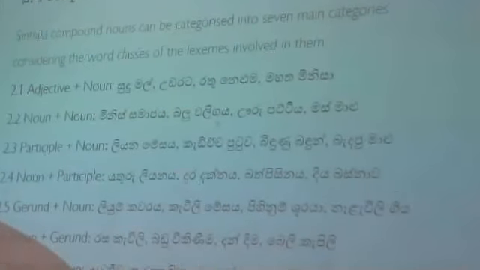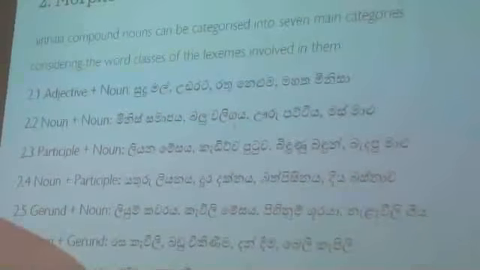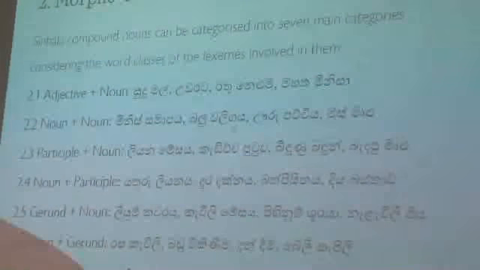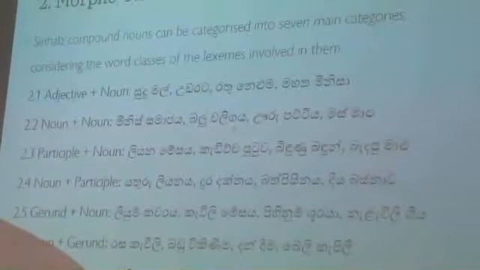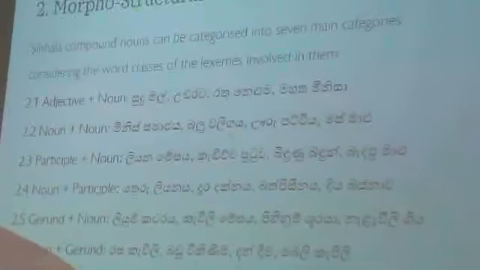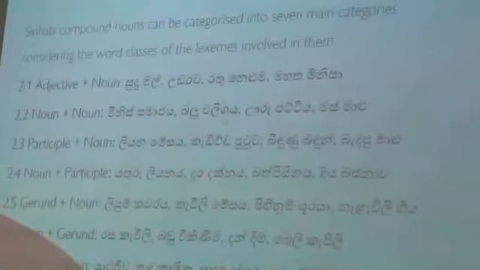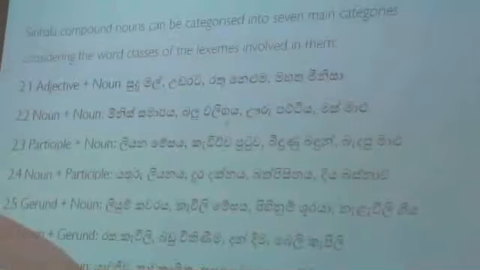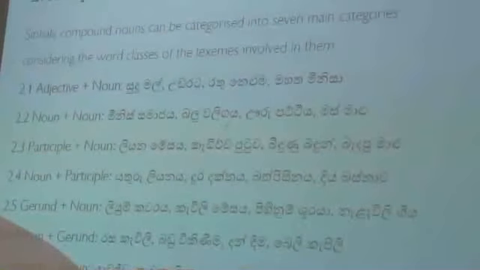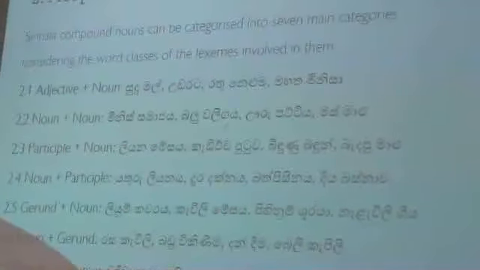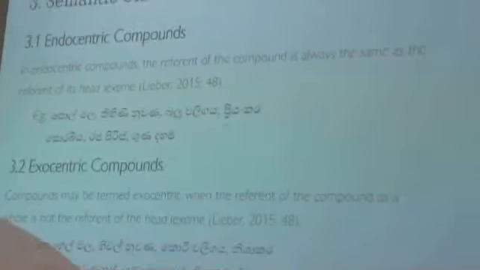And now we have a morphostructural classification here. This is the second approach to compounds in my classification model. Here I have taken into consideration the word classes of the two lexemes involved in the compounds. It can be an adjective and a noun, it can be two nouns, it can be a participle and a noun. A participle is a form of a noun derived from a verb. It can be a noun and a participle, a gerund and a noun, a noun and a gerund, or a particle and a noun. So these are the seven different morphological structures that I have recognized in Sinhala compounds, but there can be more than these; these are the only ones that I could recognize. You can add if you know more than this.